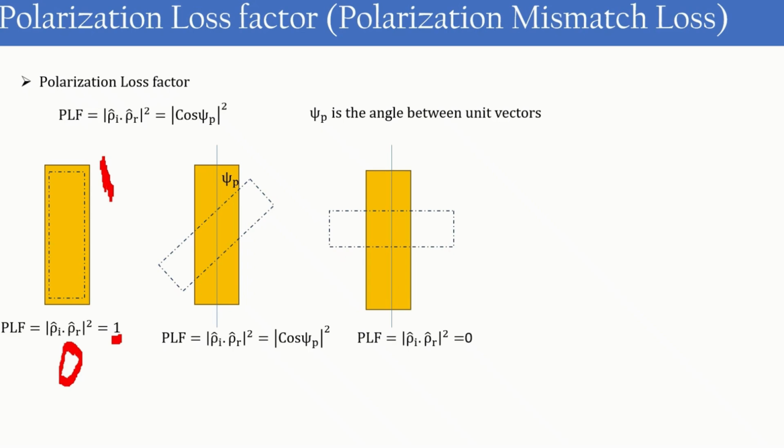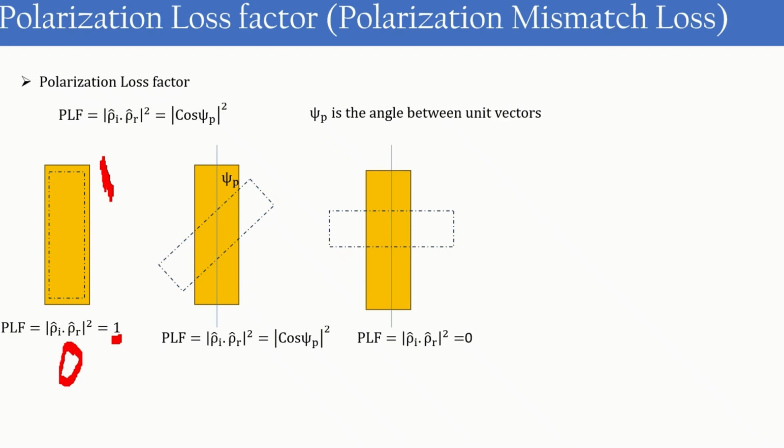So there we can see that there is some misalignment angle. Based on that, we can calculate the polarization loss factor. If it is 45 degrees, it will become cos 45 squared. That will be the polarization loss factor. So we can convert that into dB and that will give us the power loss in dB.